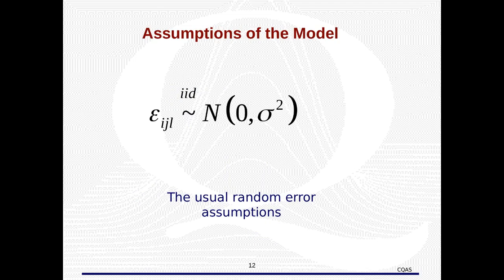The random error term in our model must satisfy several critical conditions. First, the errors are assumed to be independently distributed, meaning the error in one observation does not influence errors in other observations. Second, they follow a normal distribution, which ensures the validity of our hypothesis tests and confidence intervals. Third, the errors maintain constant variance across all treatment and block combinations, a property known as homogeneity of variance.